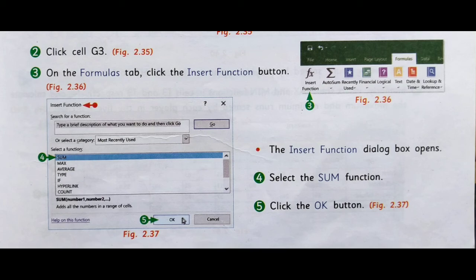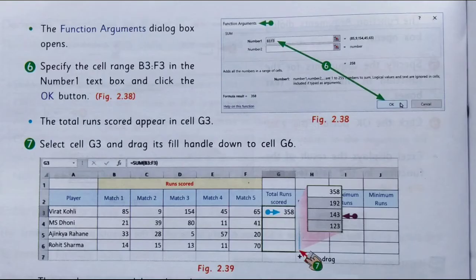Then the Insert Function dialog box opens. Select the Sum function, click the OK button. The Function Arguments dialog box opens. Specify the cell range B3 to F3 in the Number 1 text box and click the OK button. The total runs scored appear in cell G3. Select cell G3 and drag its fill handle down to cell G6.